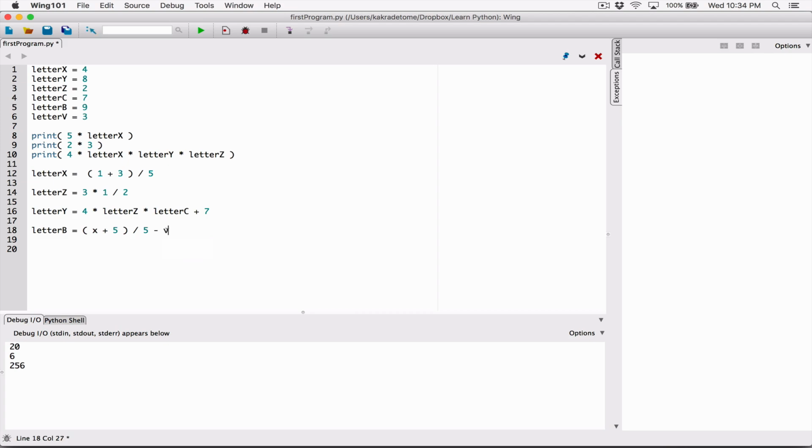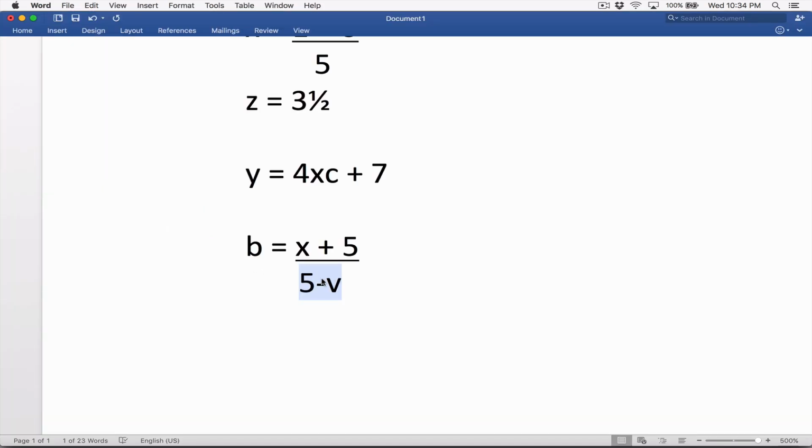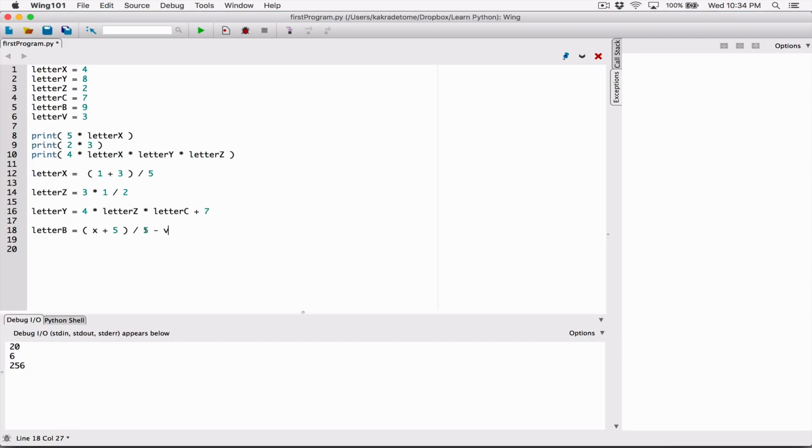But we also want that to evaluate. We want to find the difference of 5 minus v. We want to find the sum of x and 5. And then we want to divide the results. So we want to calculate that separately, and we surround that also with parentheses. We are finding the sum of x plus 5, we are finding the difference of 5 and v, and then we are dividing the results. Because we want these two calculated separately, we surround them with parentheses.